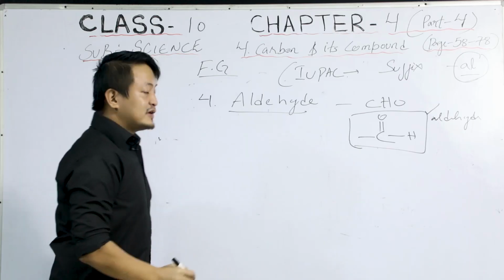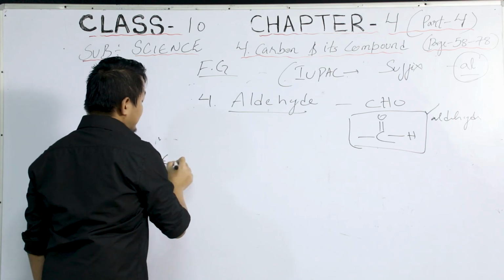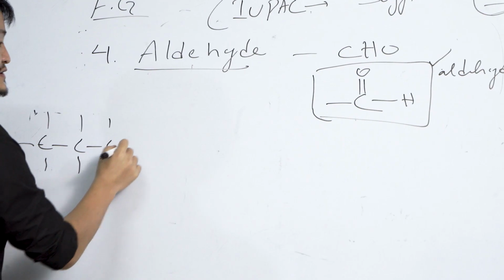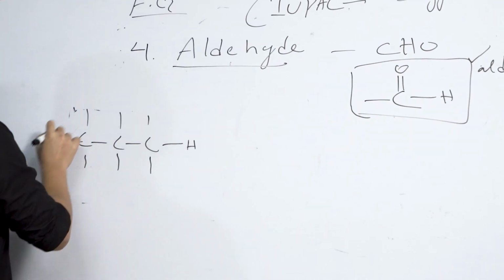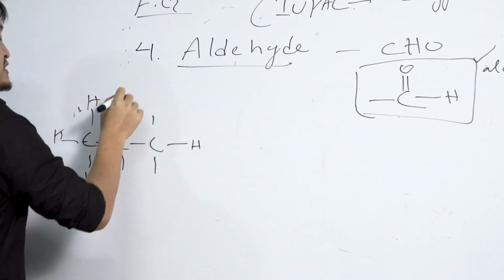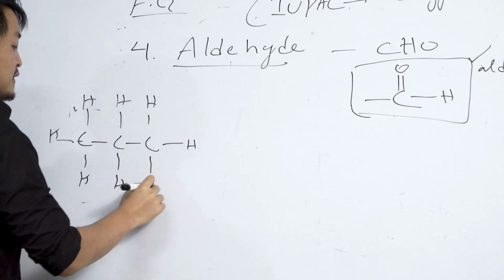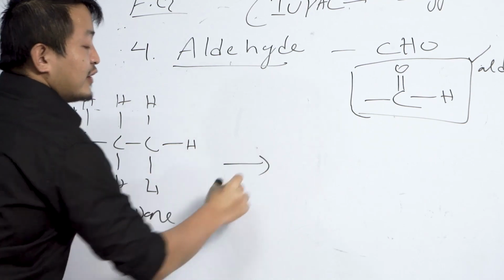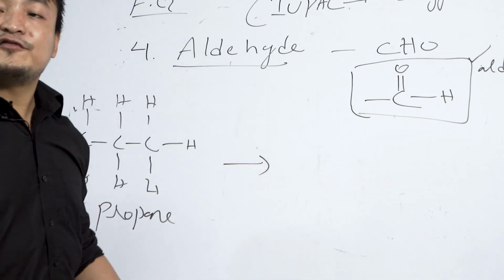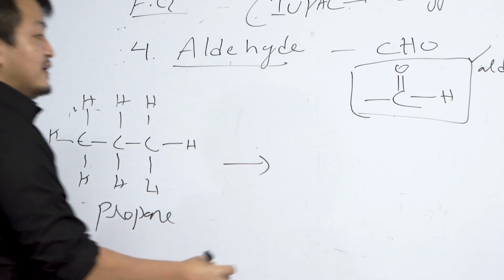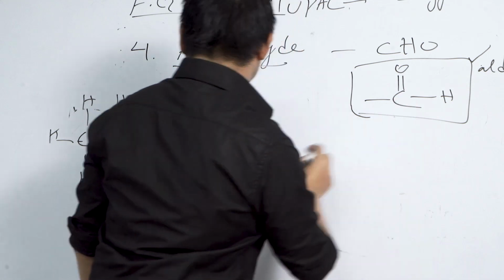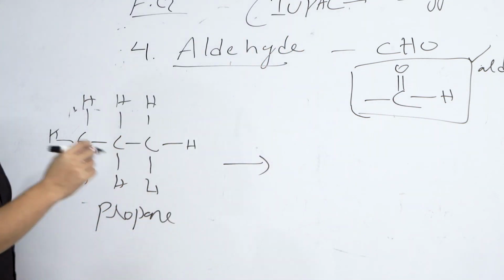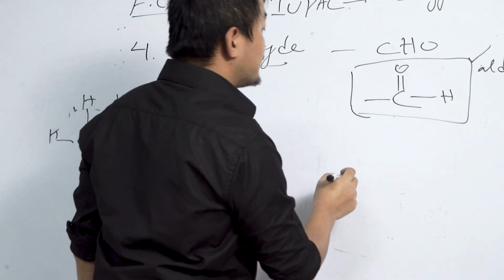Now, let's take the same example from propane. If we have this aldehyde as a functional group in propane, how will it change? So this is our propane. Now, if we have this aldehyde as a functional group in propane, then it will replace the hydrogen. It would not replace the carbon, keep in mind. The central atom it will not replace.